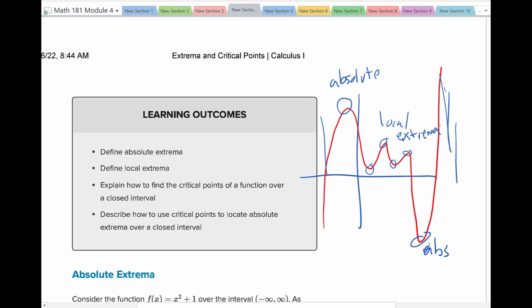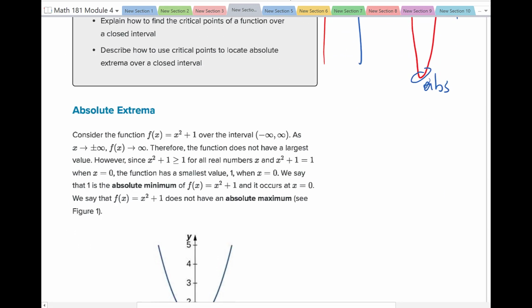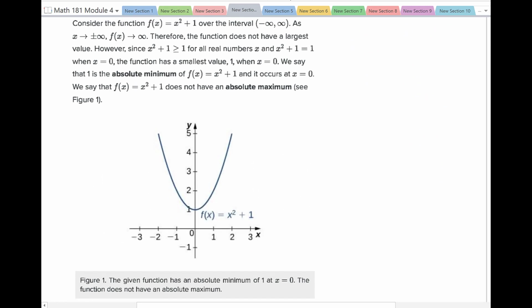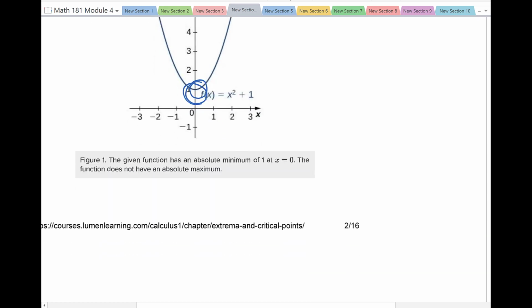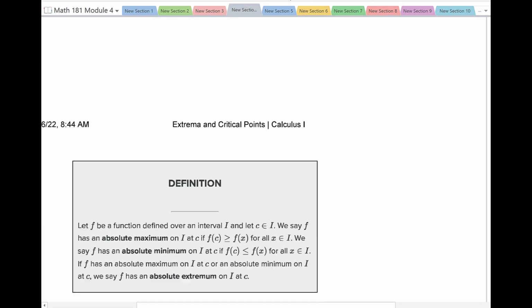So we're going to talk about finding these things. Explain how to find the critical points of a function over a closed interval. Describe how to use critical points to locate absolute extrema over a closed interval. So not really a hard set of concepts, just some process to go through. So they're showing here that if you have something like a parabola, then this is your lowest point, the vertex, if it opens up. So an absolute minimum in that case.